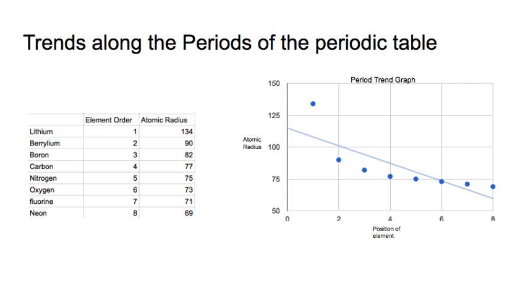Next, I will talk about the trends along the periods of the periodic table. On the table to the left are the elements of period 2 listed. The table shows the atomic radius of the element and the order in which they come on the periodic table. These data points are graphed on the right. The farthest point to the left is lithium, and the farthest point to the right on the graph is neon. As you can see, the trend is that the farther you go on the period, the smaller the radius gets.